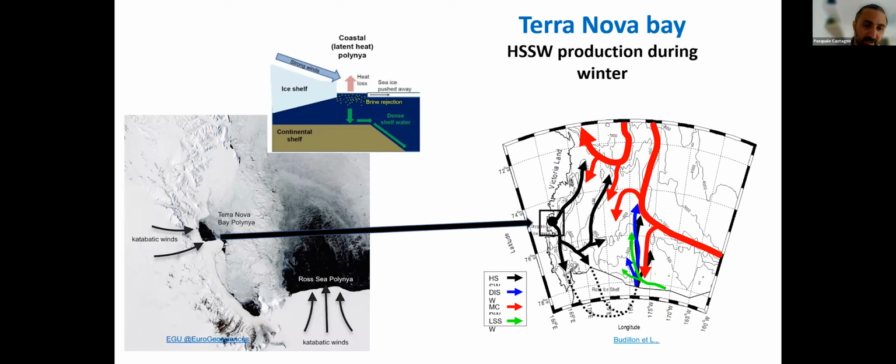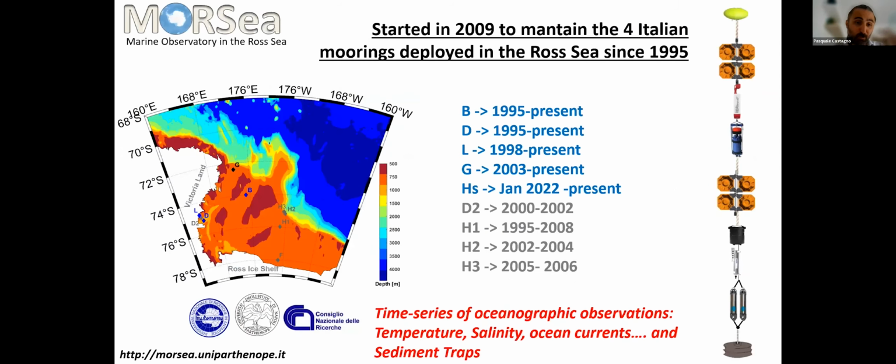But very few studies have focused on current observations. So here today we are going to show some preliminary results of the current observations we have in Terra Nova Bay from 1995 up to 2022. Where did this data come from? This data comes from the Italian marine observatory in the Ross Sea.